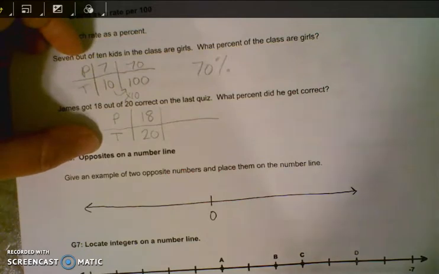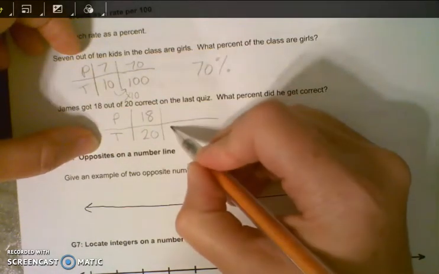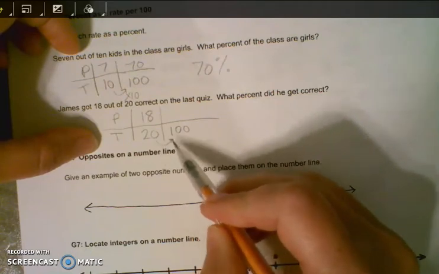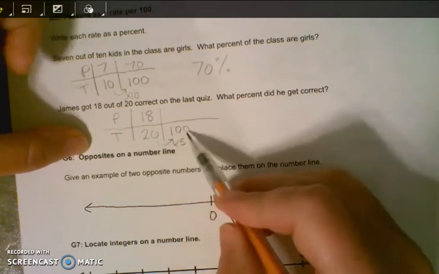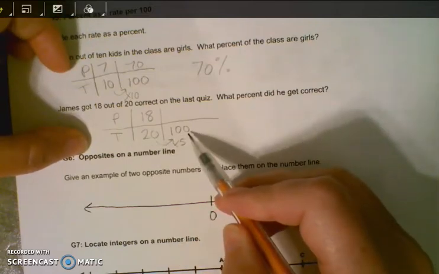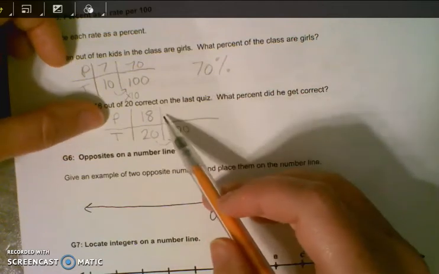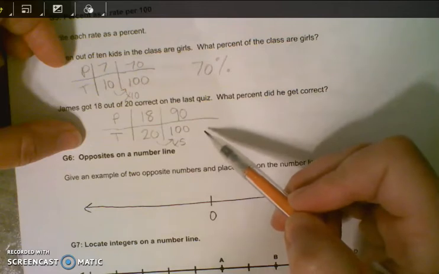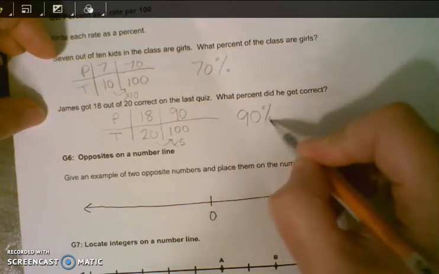And that means that if we're going to scale that up to a number out of 100, we're going to have to multiply by 5, because 20 times 5 is 100. If I'm making my total points 5 times bigger, I also need to make the number right 5 times bigger. And 18 times 5 is 90. That means James got 90% of his questions correct.